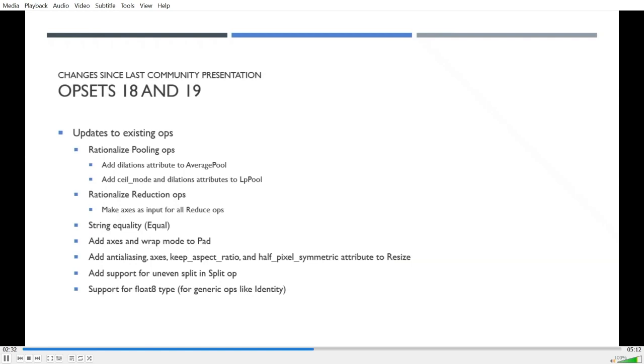Apart from the new ops, there have been some updates to existing ops. The pooling ops have been made uniform by adding some attributes to specific pooling ops that didn't support them. Similarly, reduction ops have been made uniform by making axes an input to all of these ops. The Equal operator has been extended to support string equality. Pad and Resize ops have been extended to support some new attributes, particularly motivated by pre-processing for images. The Split op supports an uneven split, and generic ops like Reshape have been extended to support the new float 8 types.